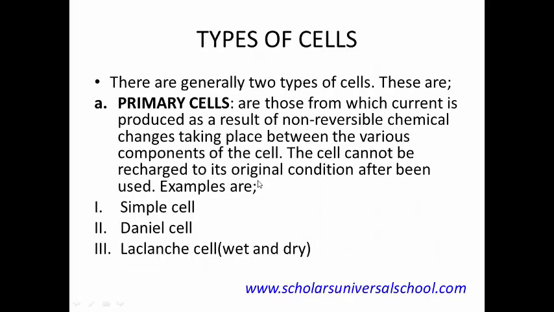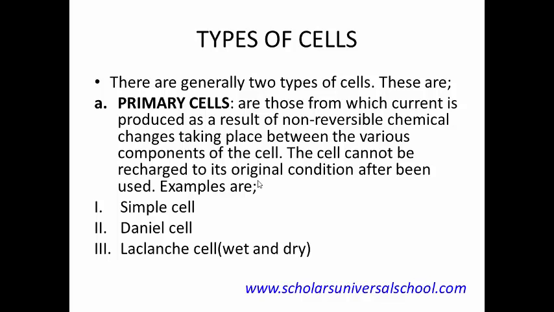Now, we'll be talking about the different types of cells that we have. Majorly we have two types of cells. The first one is the primary cell, and the second one is the secondary cell. Let's define what the primary cell is. Primary cells are those from which current is produced as a result of a non-reversible chemical change. When we say a non-reversible chemical change, that's a kind of chemical reaction that cannot be reversed.